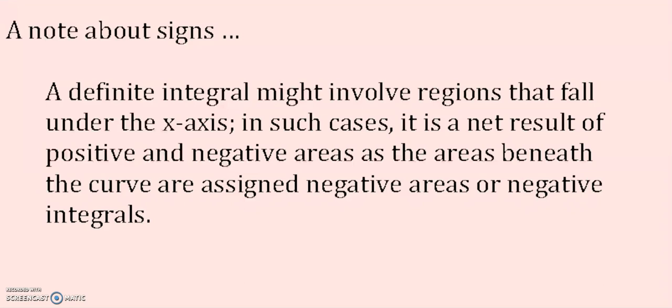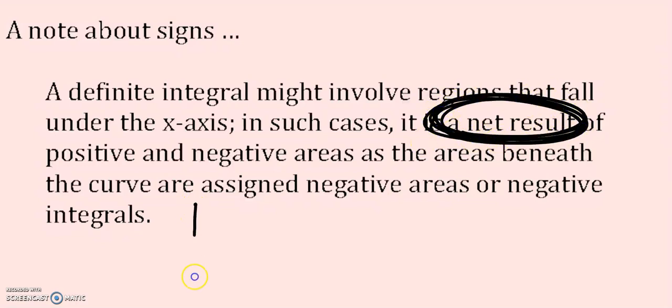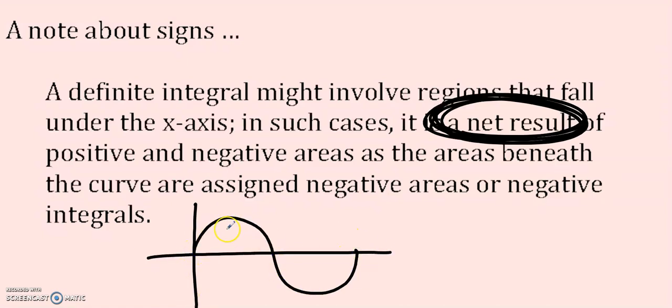Okay, so a note about signs: a definite integral might involve regions that fall under the x-axis. In this case, it's a net result. So it's like your displacement, not your total distance traveled, of positive and negative areas. The way we've seen this before was with the sine curve on your quiz a few weeks ago. If this area is 2, we would call this area negative 2.